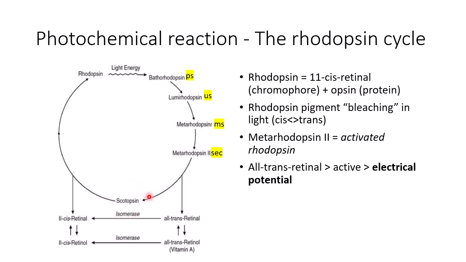Okay, so this is in the dark. The regeneration of the rhodopsin happens with the help of scotopsin, and trans is converted back to its cis form, the inactive form. So scotopsin and the inactive form of all trans retinal, that is 11 cis retinal, in dark combine to regenerate the rhodopsin. This is what the rhodopsin cycle is all about.